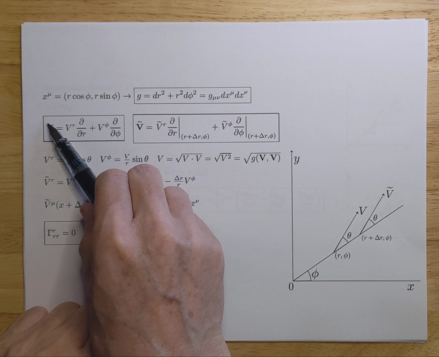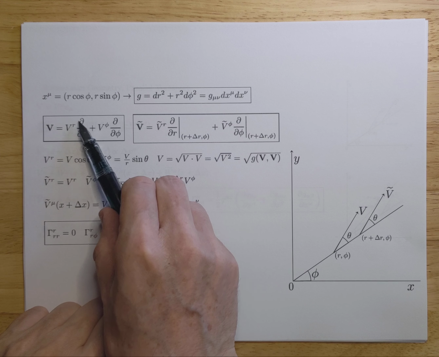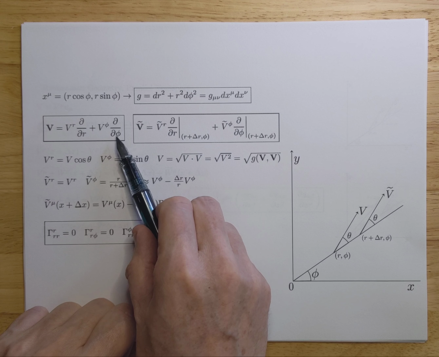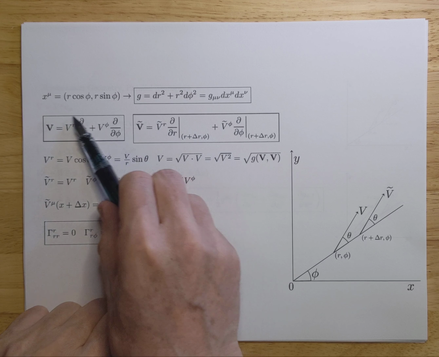So we have our vector V, which is V^r ∂/∂r plus V^phi ∂/∂phi. Okay? We're going to parallel transport this vector into our new location at r plus delta r. So we get a V tilde^r ∂/∂r in the new location, r plus delta r. So this vector V will be moved from here to here. Okay, plus V tilde^phi times ∂/∂phi in our new location. Okay, and we're going to find out what these components are. We're going to calculate those.